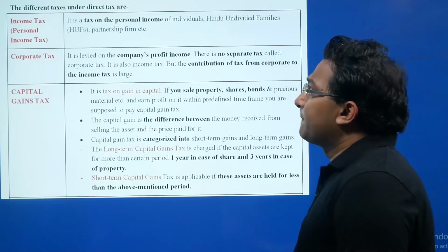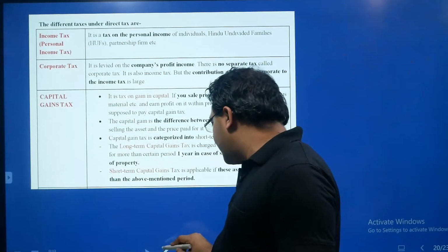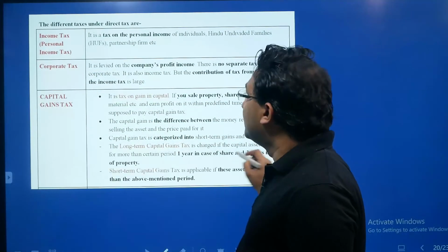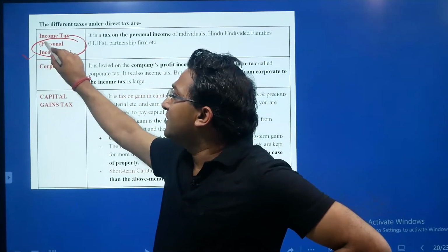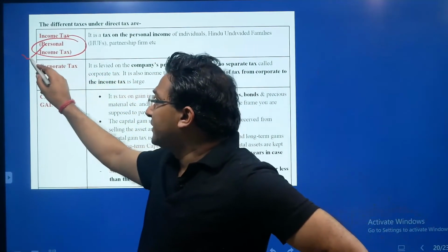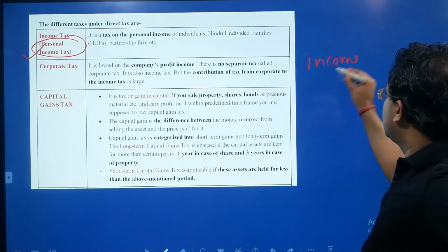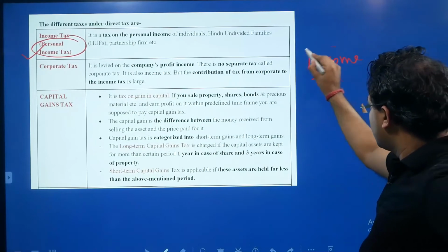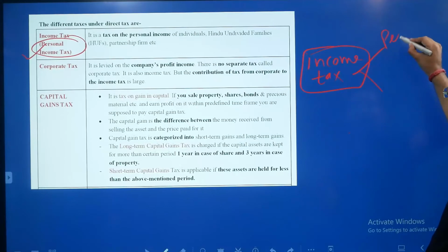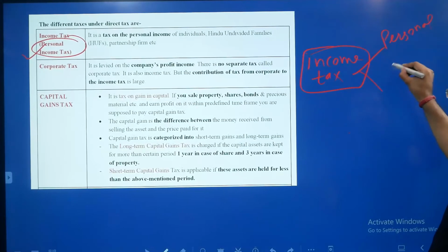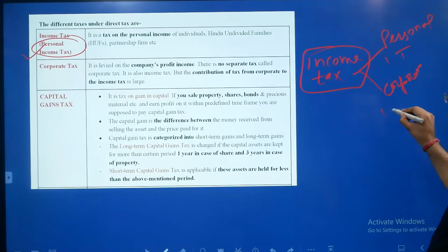Now let us discuss the different taxes, and income tax. The name itself says personal income tax, right? Normally we hear the term income tax or personal income tax, right? So income tax is the overall term, and inside the income tax we have personal income tax and corporate income tax, right?